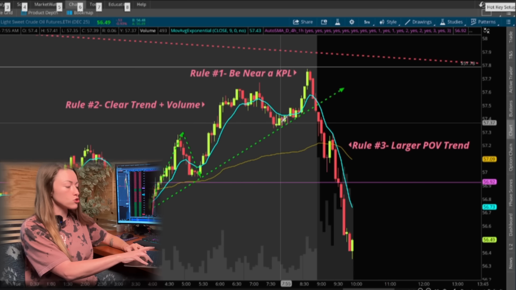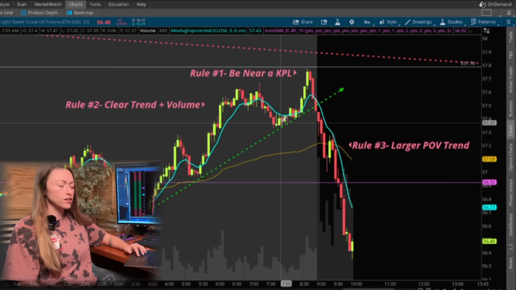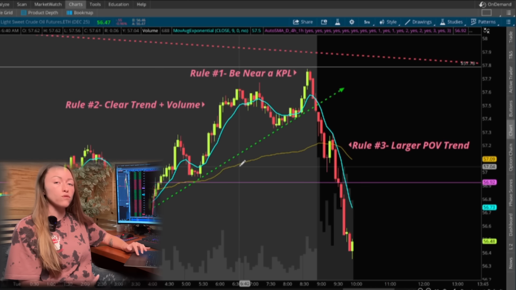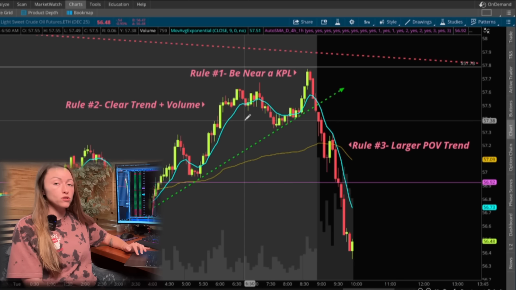Oftentimes what I see traders doing wrong when they are trading reversals is they are trying to get some home run reversal when they are literally just going to be catching pullbacks because the actual overall trend has not broken and or you are counter larger point of view trend. So you can absolutely scalp pullbacks, but you need to know what you're trading.